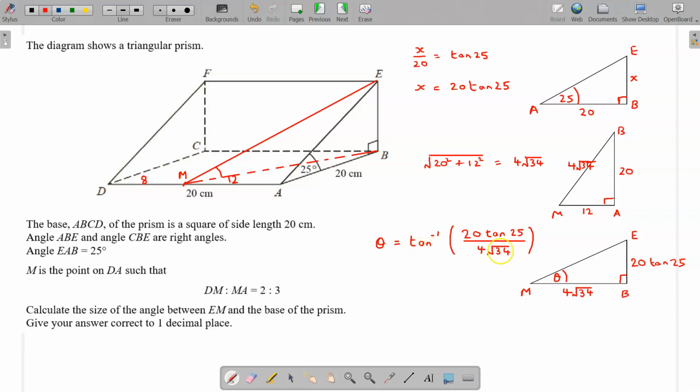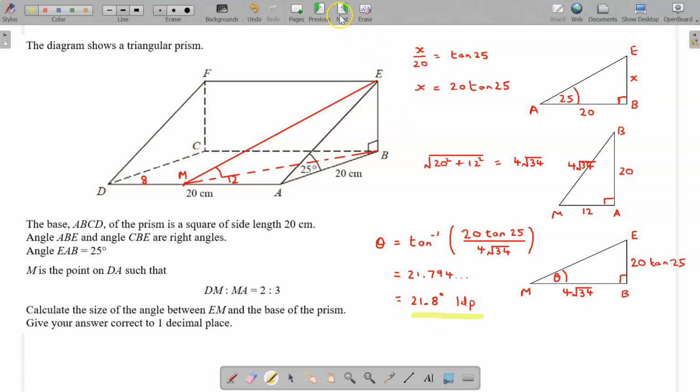Now, all I need to do is put that in the calculator exactly as it is, and press equals, and it will give me the value of theta, which is 21.7 something, 794. But you round that to 1 decimal place as requested, so it's 21.8 degrees to 1 dp. And that's the answer to the question. Quite a tricky one, that. A lot of work to do to get that answer, but there it is.